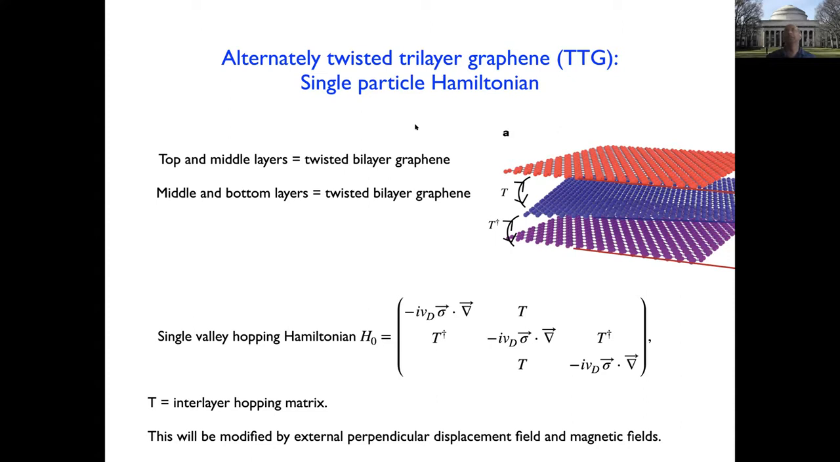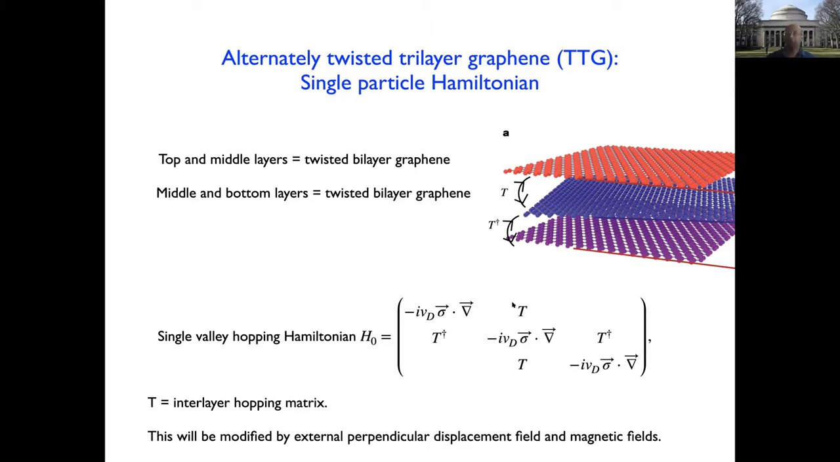So let me quickly review the single particle Hamiltonian of twisted trilayer graphene. The top and middle layers by themselves form a twisted bilayer graphene, and so do the middle and bottom layers. So if you focus on a single valley, then the hopping Hamiltonian in the top and middle block has the same structure as that of twisted bilayer graphene, and likewise for the middle and bottom block. So each one of these 2x2 blocks is the familiar problem of twisted bilayer graphene. So we can learn a great deal from our understanding of single particle physics of twisted bilayer graphene.